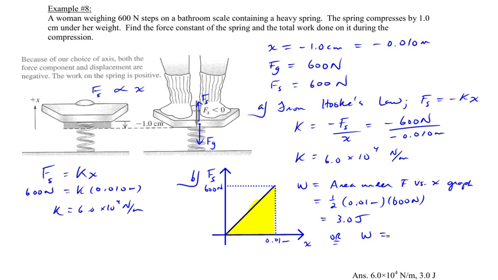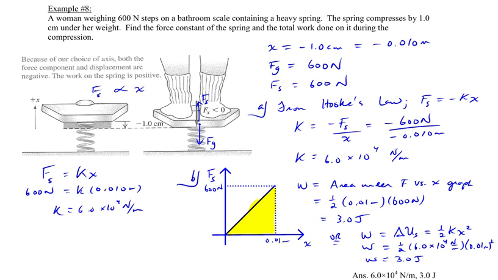the energy that is stored in the system. That would be the spring potential energy. And the formula for the spring potential energy is 1/2 times kx squared. So it's 1/2 times the spring constant, which we achieved before. It's 6.0 times 10 to the power of 4 newtons per meter, multiplied by the displacement of 0.01 meters squared. And this gives you an answer of 3.0 joules as well.